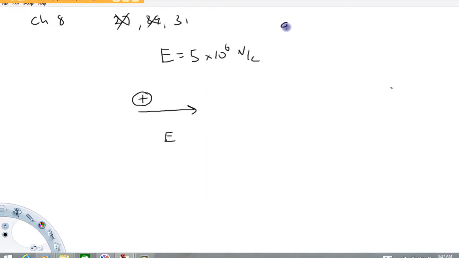Now, some things we're going to need. The charge of a proton is 1.6 times 10 to the minus 19th coulombs. That's the fundamental unit of charge. I believe in this problem you're going to need the mass of a proton as well. I'm going to let you look that up. So look up the mass of the proton. That's going to be some number.